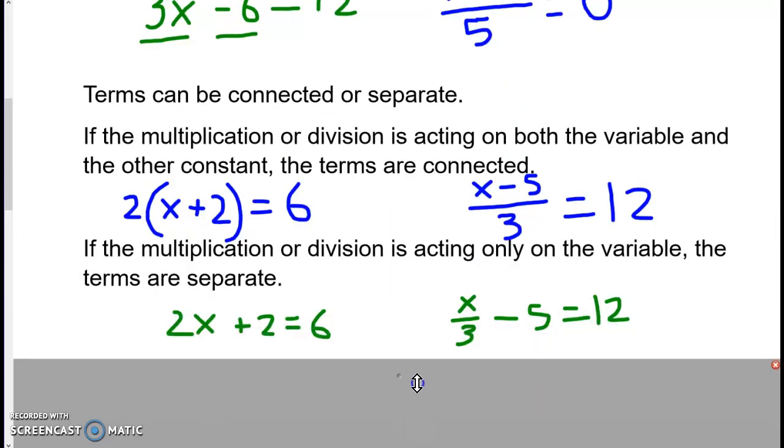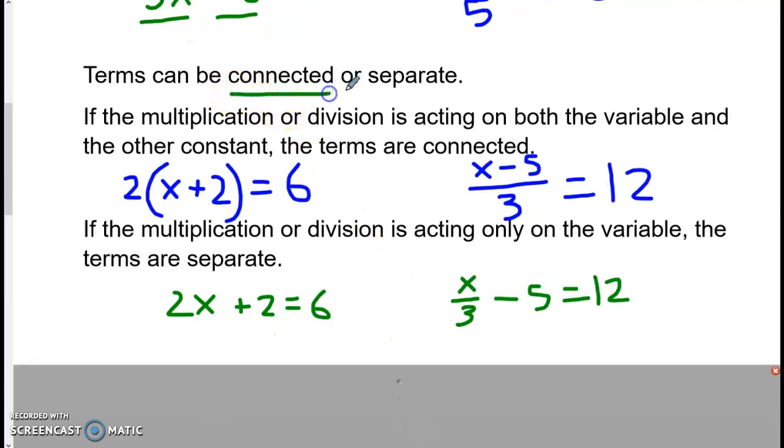With a two-step equation, your terms are either going to be connected or separate. If they are connected, the multiplication or division is acting on both the variable and the other constant. So you can see with multiplication, you've got parentheses, and that is saying that this number is being multiplied both by the variable and by the other two. In this one, the division bar goes under both the x and the -5, so the division is acting on both terms. So they're connected.